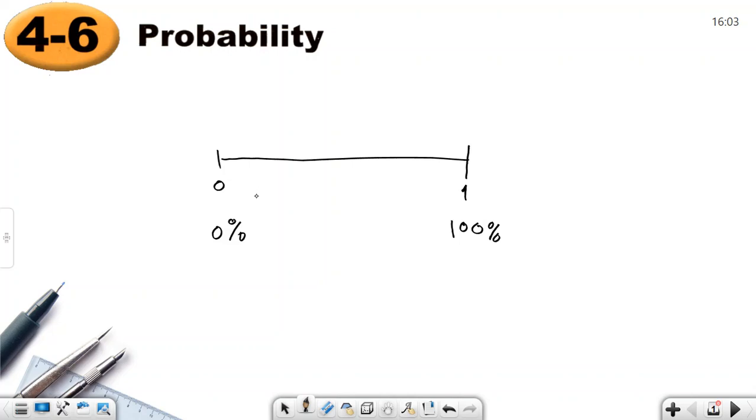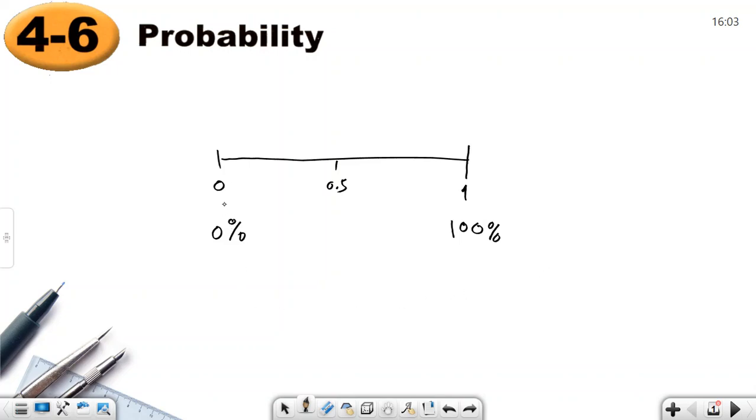If it's 0, it's not going to happen. If it's 1, it will happen. If it's between 0 and 1, there is a chance it will happen. If it's 0.5, that's a 50% chance. If it's less than 0.5, it has less chance to happen. If it's more than 0.5, on this side, it has a greater chance to happen.